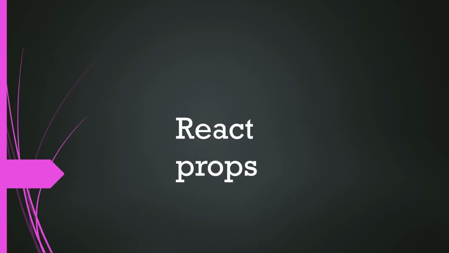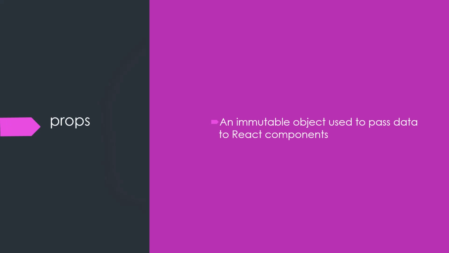Today we're going to look at React props. So what are props? Props are an immutable object, unchangeable, used to pass data to React components. We'll see some examples next.